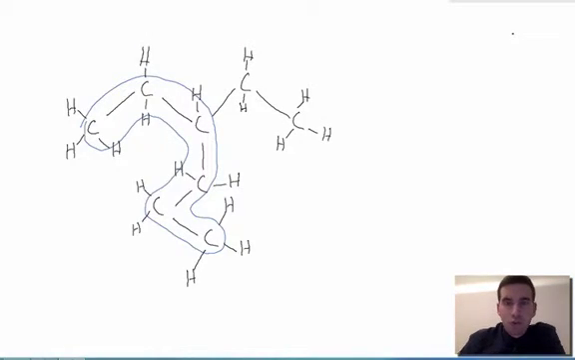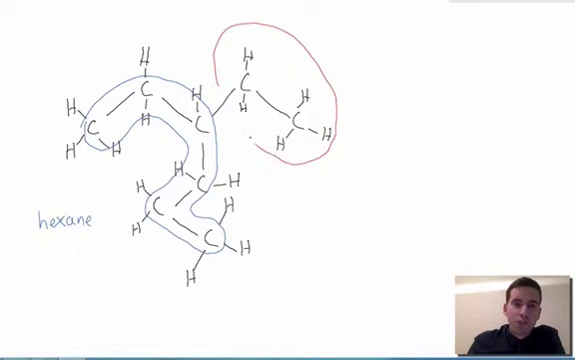So if we go back to our example, we've identified the longest continuous carbon chain. So we know the name is based on hexane because there are 6 carbons. Now we can see that there is one group which branches off from the main chain. Now this alkyl group has 2 carbons, so this substituent group is called ethyl.